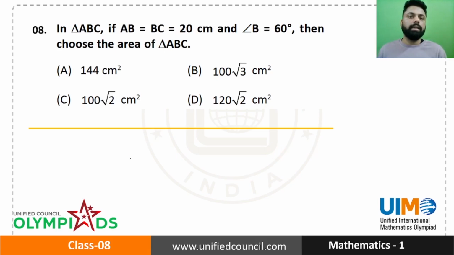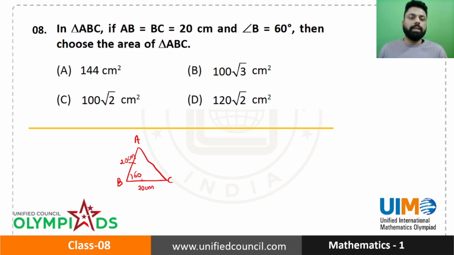In triangle ABC, angle B is 60 degree, AB is equal to 20 centimeter, BC is equal to 20 centimeter. Then choose the area of ABC.